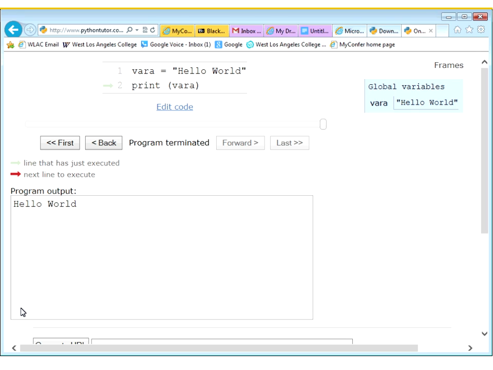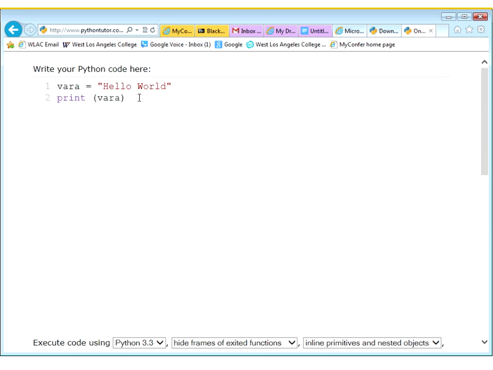Let's see, Susan, you have a question. No, the numbers are automatic. Here I'm going to go back into edit code and notice that if I hit the carriage return, number 3 automatically shows up. You do not need to write the numbers at all. It's a way to tell you where you are in the program.